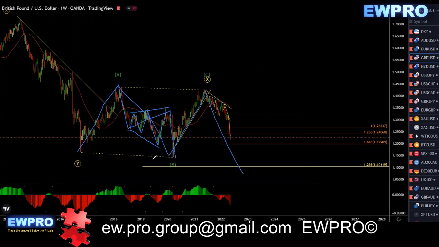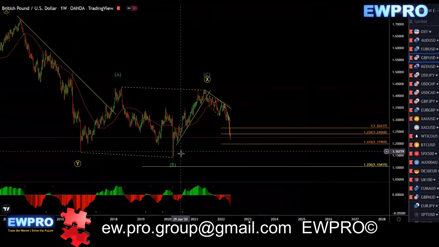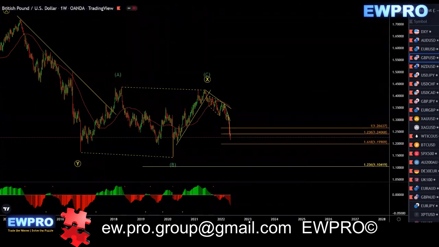So more than likely, this is going to go and break that low before it reverses. But we don't know where this wave is going to end. But it should break that low because we have that triangle in there.